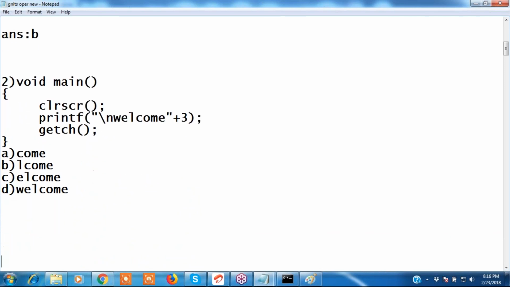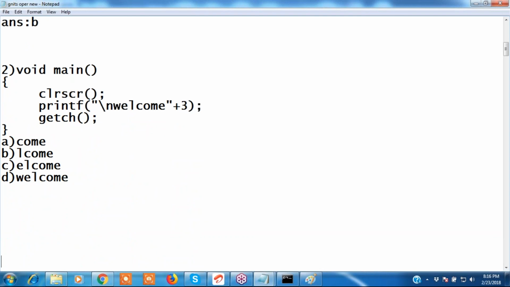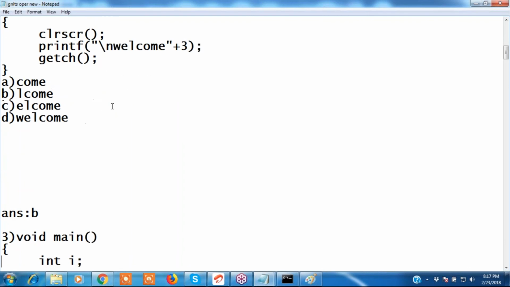See the output. 0, 1, 2, 3. LCOME. Good. This output is LCOME. Clear? Why? Because it won't execute in action. It takes from 0.